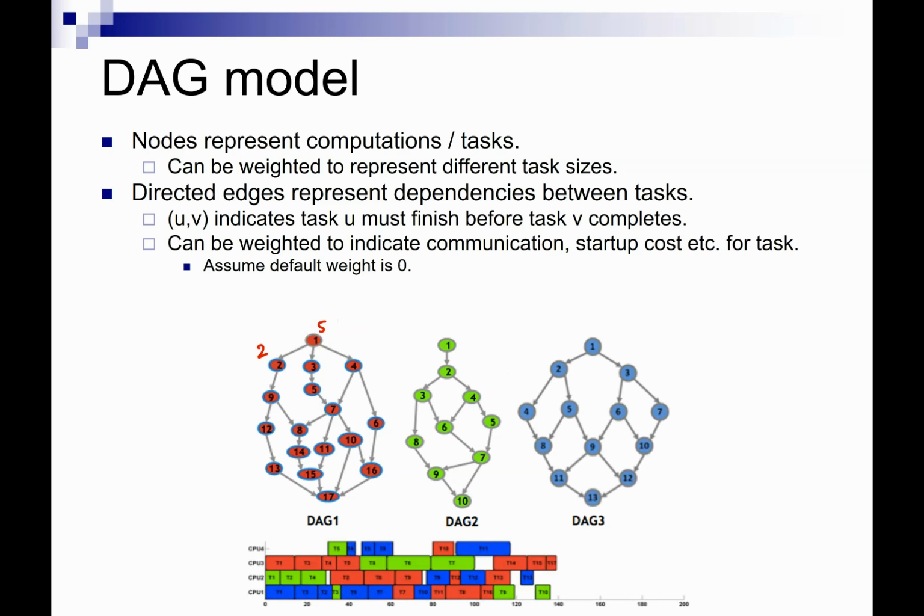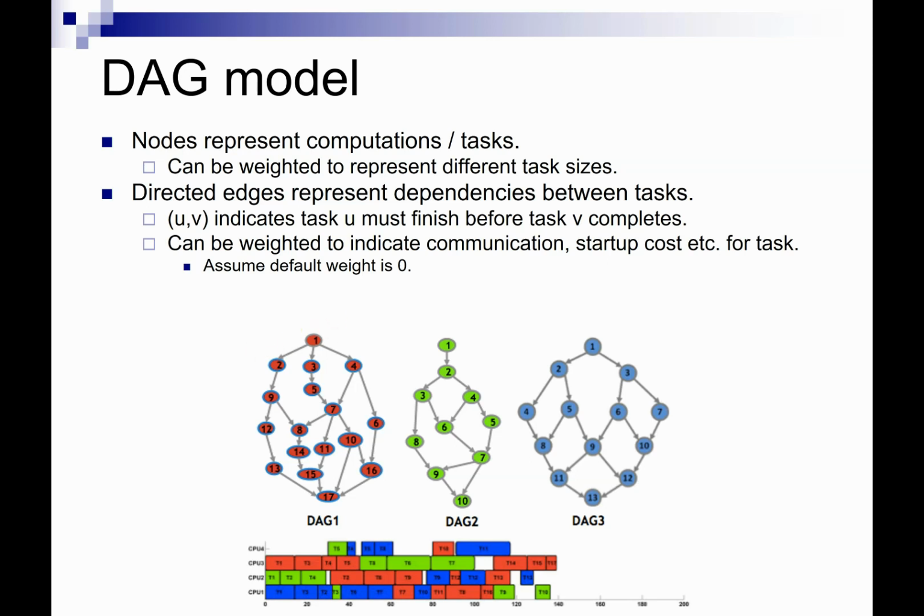We can also have weights on the edges. For example, if after you do task 1, you need to communicate some data to task 2, there's a precedence relation between 1 and 2. Furthermore, to do that communication, you might have to incur some sort of cost. So maybe you put a cost of, let's say, 3 on here, because that's the cost.